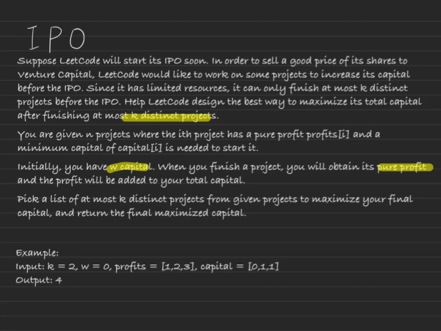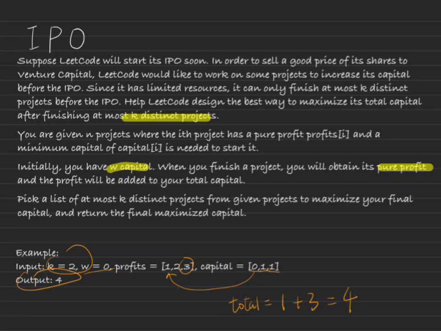Then let's see what the output is. Initially, we start with 0 capital, so there's only one project to choose from, which is project number 1. So we gain a profit of 1. Then with this capital of 1, we can start either the second or the third project. But because the third project gives us more profit, we'll choose this one. So the total of 2 projects we can choose will give us 1 plus 3 equals 4 capital. And the output is 4.